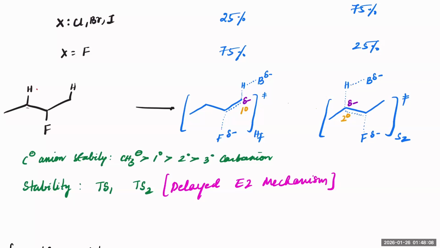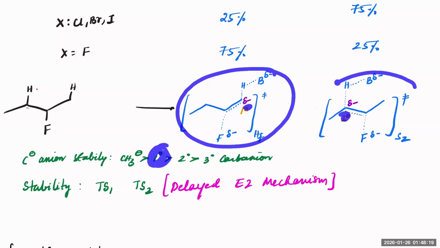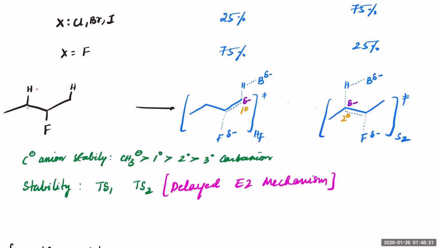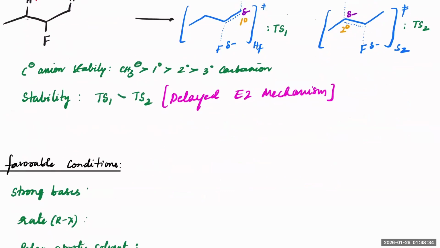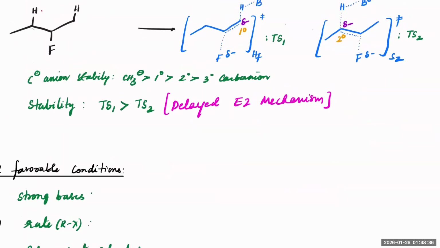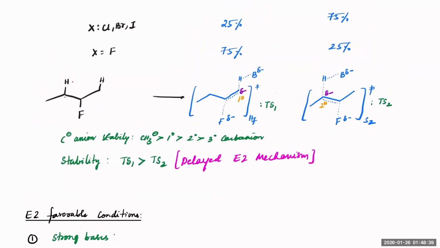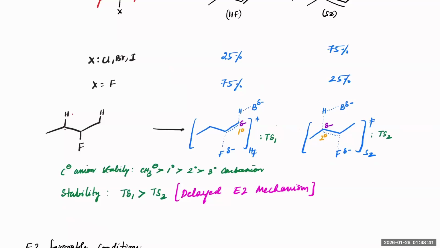Okay, 3-degree carbanion. So you can see, you would have this as a 3-degree, 2-degree versus 1-degree. Because 1-degree is more stable, this transition state is more stable than this transition state. That's the reason why, let me call this transition state 1 and this transition state 2. So transition state 1 is more stable than transition state 2. That's the reason why fluorine will always give more favoritism towards Hofmann product rather than Saytzeff product.